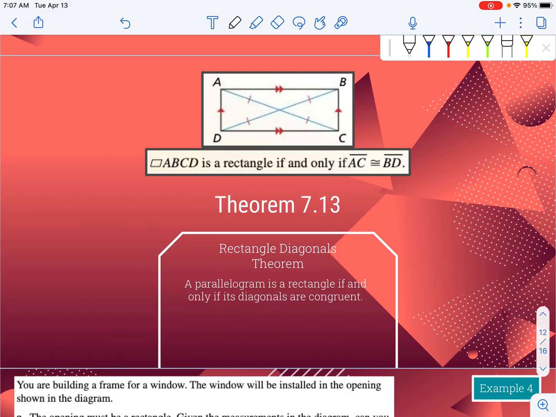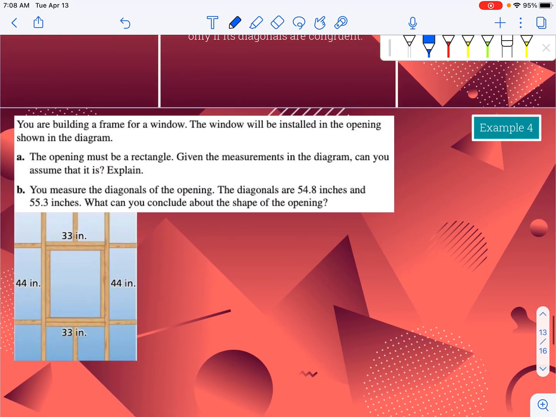With theorem 7.13, rectangle diagonals theorem: a parallelogram is a rectangle if and only if its diagonals are congruent. So we can see the tick marks up here, the white ones, on the diagonals. So these diagonals need to be congruent, and that's one way that we can know that we are dealing with a rectangle.